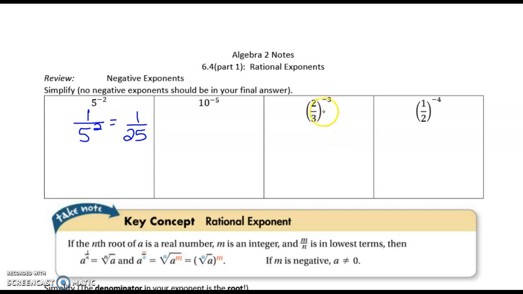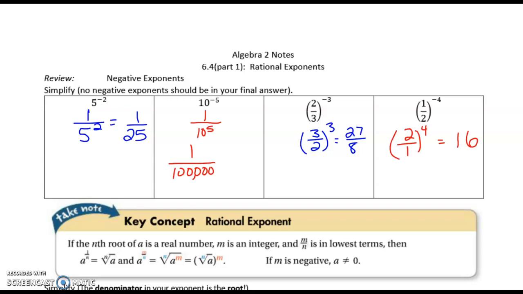Now the third one here: if the fraction is to a negative exponent, we can right away trade places with the 2 and the 3 and make it a positive exponent. So then it becomes 3 to the third, 27, over 2 to the third, which is 8. Go ahead and pause your video, try the last two. All right, 10 to the negative fifth would be the same as 1 over 100,000. 1/2 to the negative fourth would be 2 to the fourth, or just 16.